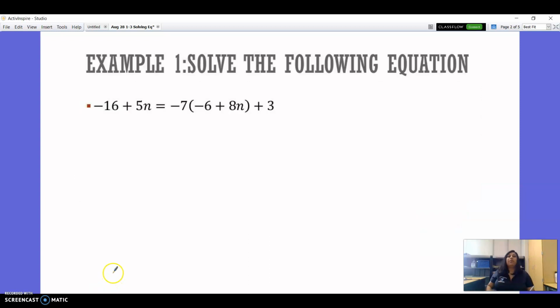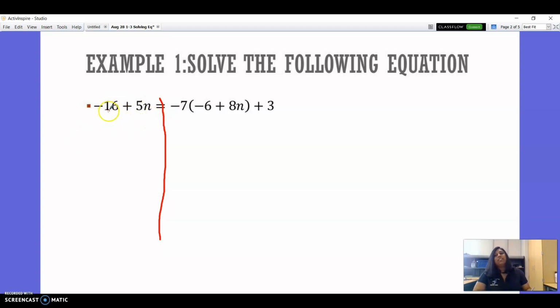Okay, so here's example 1, solve the following equation. When we have an equation, I look at the equal sign and then I just divide my equation into the left side of the equation and the right side of the equation. And then I work with each piece individually until it's completely simplified.